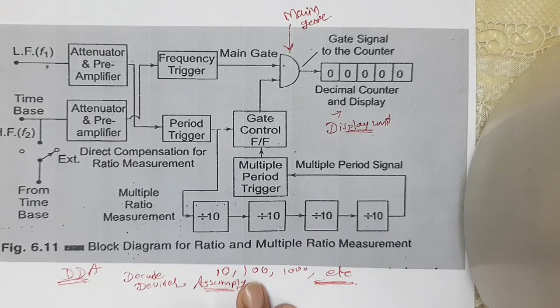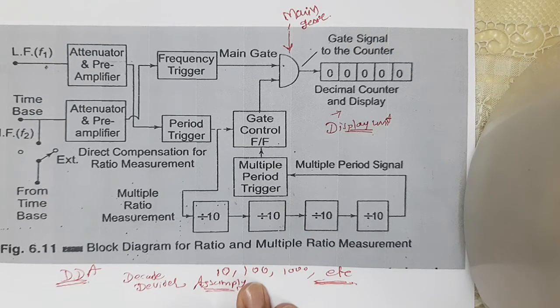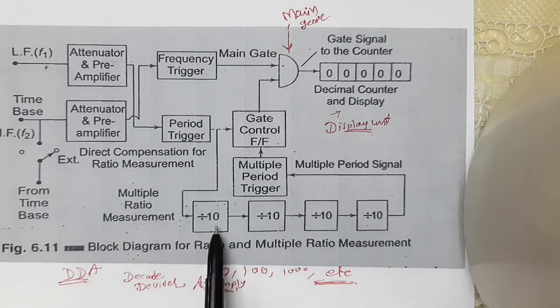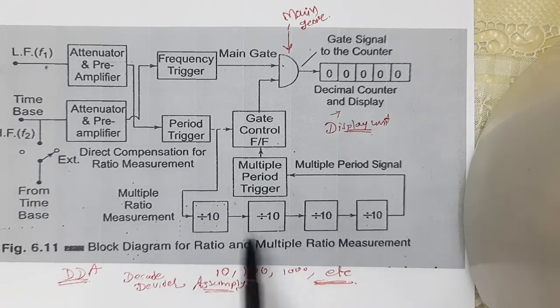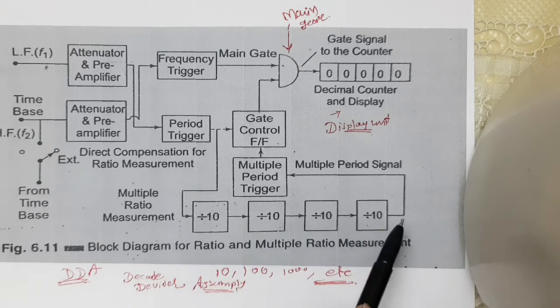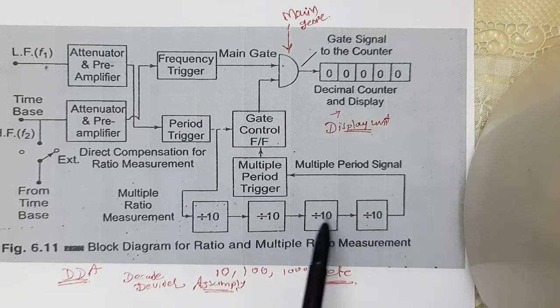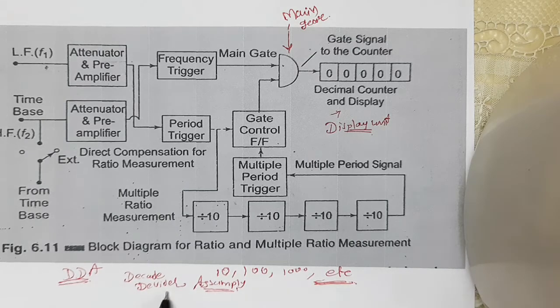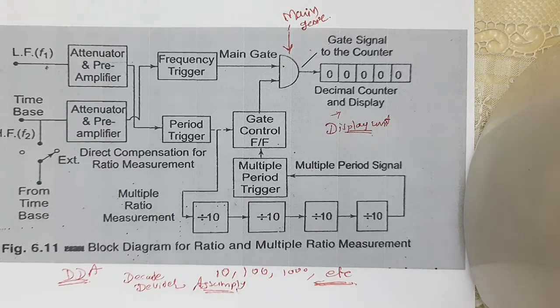In multiple ratio measurement, the period of low frequency signal is extended by a factor of 10, 100, 1000, etc., by using DDA. By using DDA means this 1, 2, 3, 4, or it is connected in cascade 5, 6, 7, 8, 9 number of these connected in cascade, which is known as decade divider assembly. That's all.